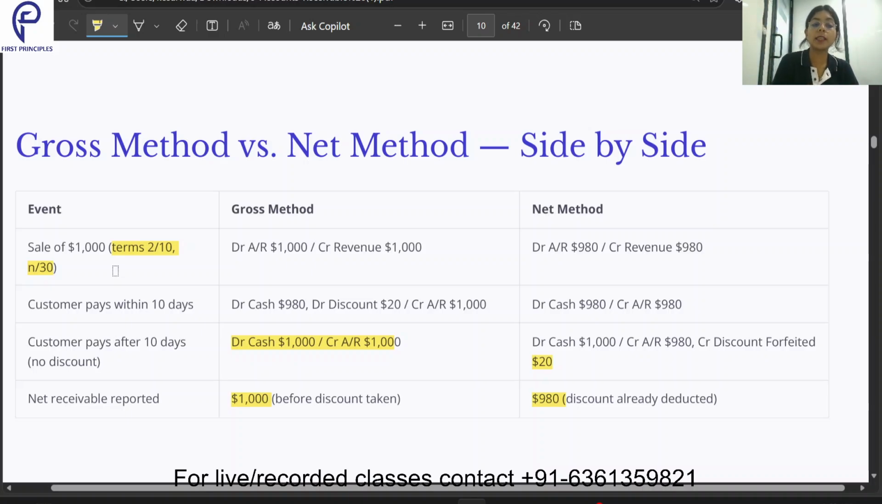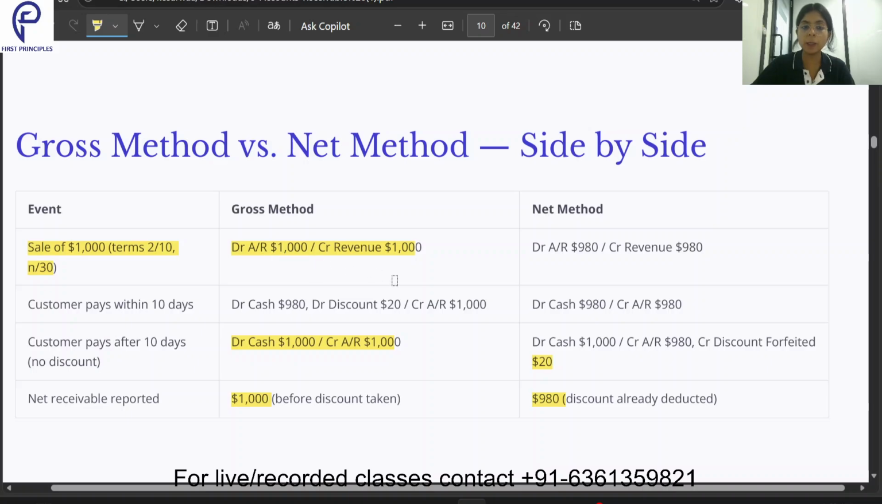So what does 2/10, net 30 mean? Again, I'm repeating: if the customer pays within 10 days, they will get a 2% discount. Otherwise, the whole amount is due within 30 days. Now, what is the event? We made a sale of 1000 bucks and this particular term is there. First let's have a look at just the gross method. In the gross method, I am assuming that the customer is not going to avail the discount, so I am recording the entire sale at 1000 bucks.